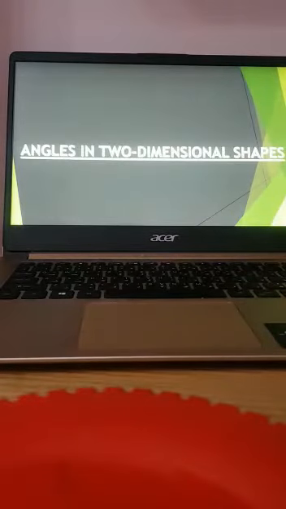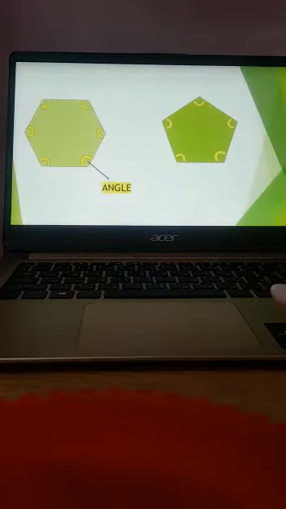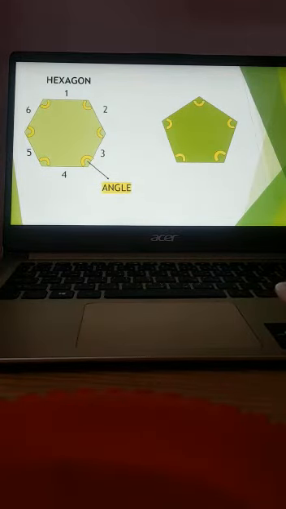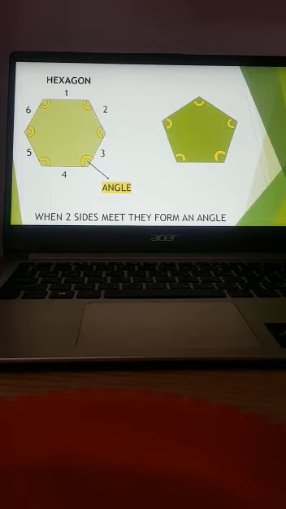The new piece of information that we are going to understand in this session is angles in two-dimensional shapes, okay? This is a hexagon, as we all know. What is an angle? An angle is the point where 2 sides meet, okay? Or in other words, when 2 sides meet, they form an angle, okay?